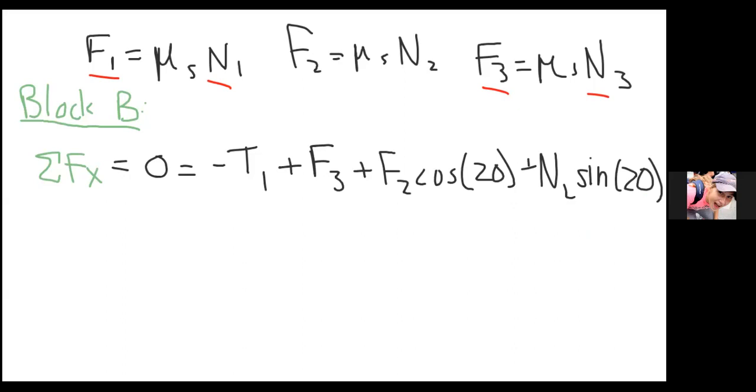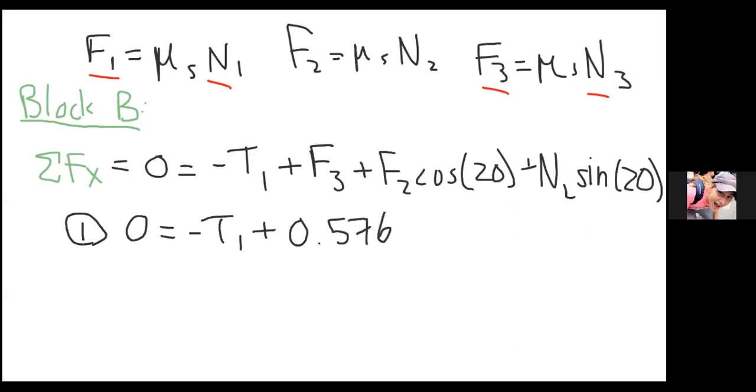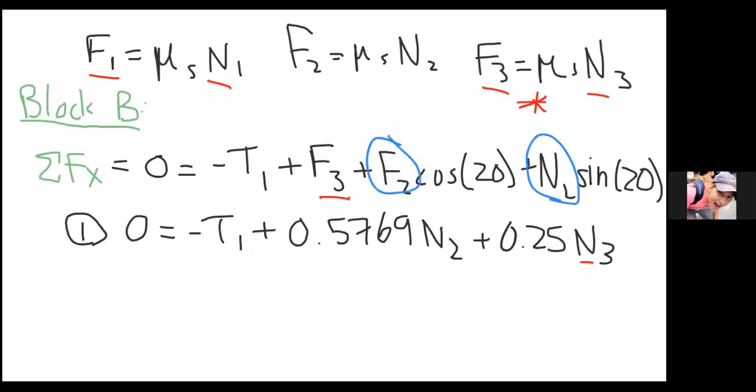So from here, we can rewrite this a little bit, and I'm going to call this equation 1 how I have it written now. So we can say that 0 is equal to negative T1 plus 0.5769 N2 plus 0.25 N3. And like I said, the way that I got, for example, this N3 down here is by using F3 and the relationship up here. And that's the same way that I ended up combining F2 and N2, right? So this is in the X direction for block B.